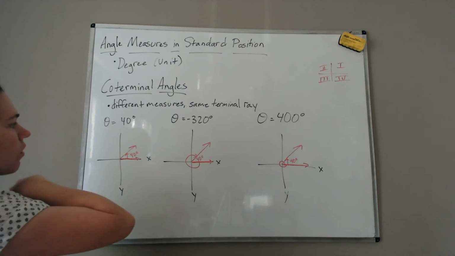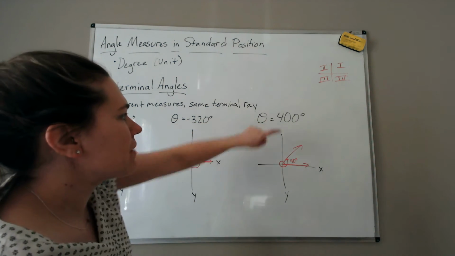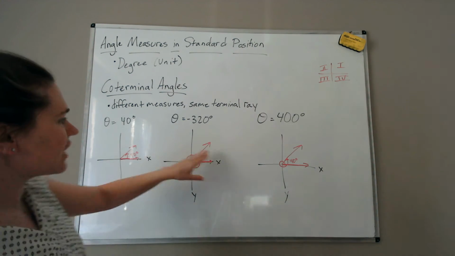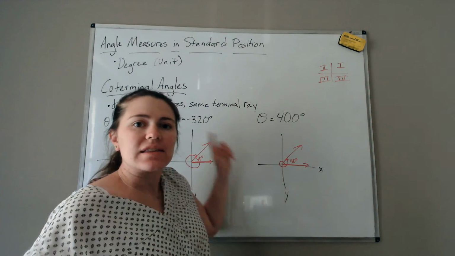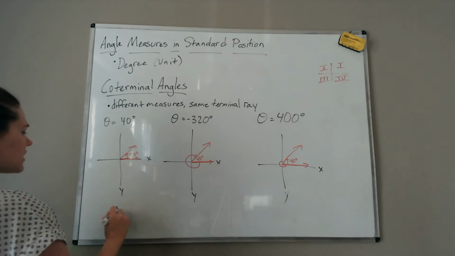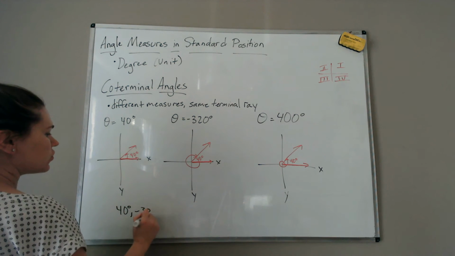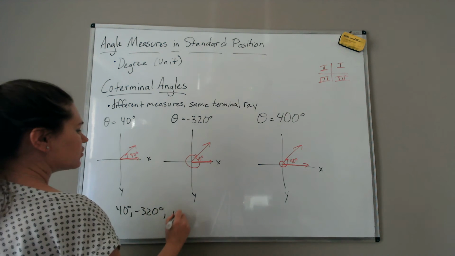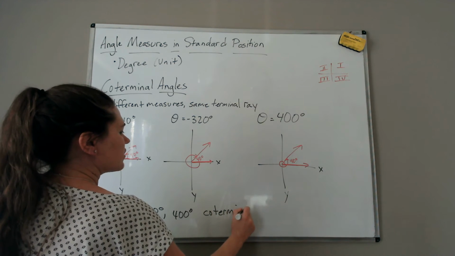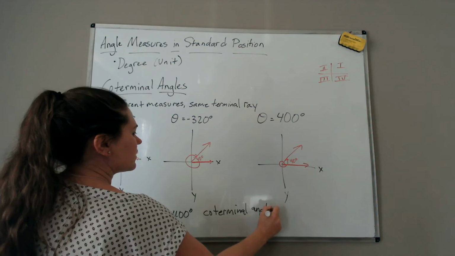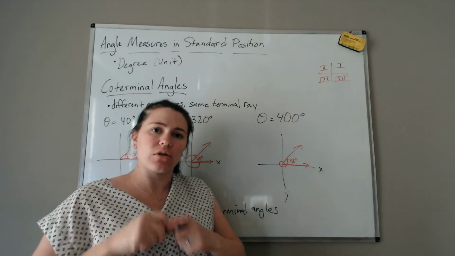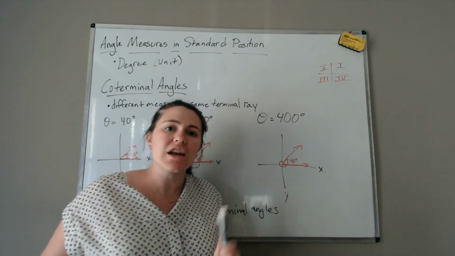Okay, all three of these angles have different measures, but their terminal ray ends in the same exact location in 2-dimension. That's when you have what's called coterminal angles. So 40 degrees, negative 320 degrees, 400 degrees, these are examples of what's called coterminal angles. Now, are these the only three that are coterminal with each other? No. There are an infinite number of angles that are coterminal with any one angle.